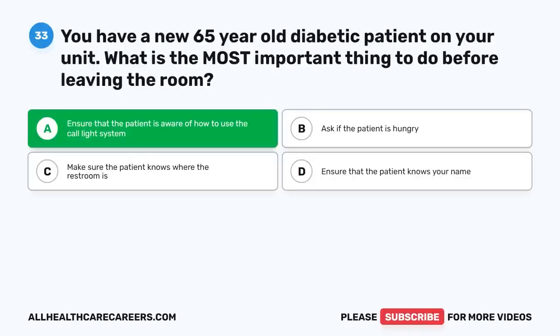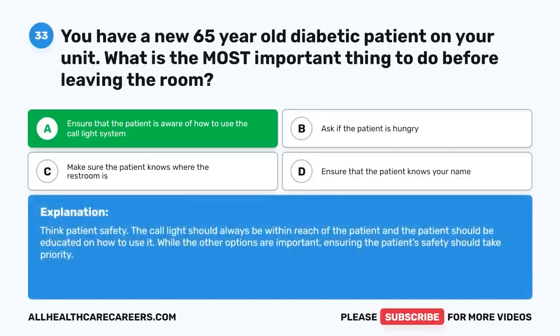Ensure that the patient is aware of how to use the call light system. Think patient safety. The call light should always be within reach of the patient, and the patient should be educated on how to use it. While the other options are important, ensuring the patient's safety should take priority.